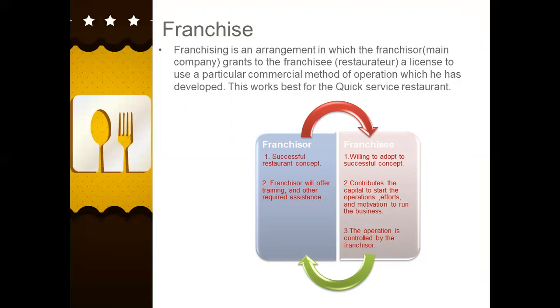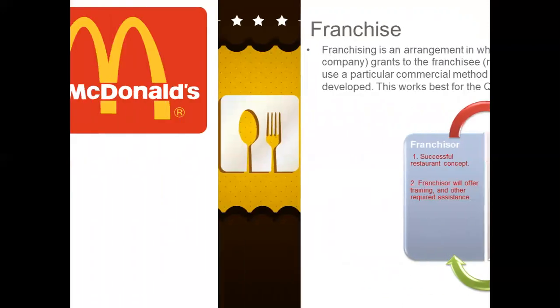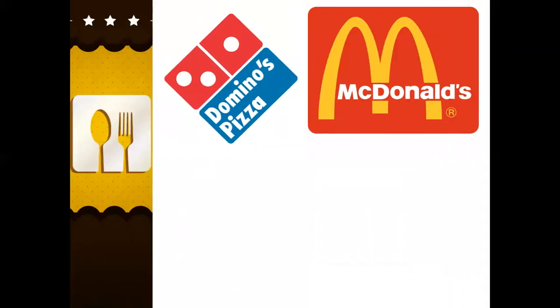Now, to an extent, the operation is going to be controlled by the franchisor. Why? Because he knows his product best and he has a successful concept with him. So he understands the operations better than a franchisee. Very famous examples of brands in the franchise business are Domino's Pizza and McDonald's.